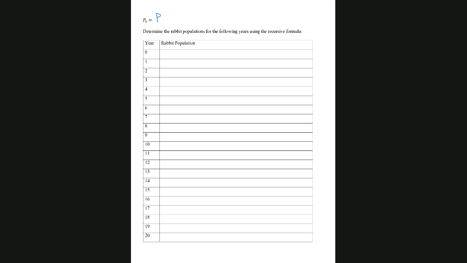All right, so P sub n is equal to P sub n minus 1 plus, in our situation, the rate is 0.50 times 1 minus P sub n minus 1 all over 2,000, times P sub n minus 1. So that will be a formula we can use for our specific situation.